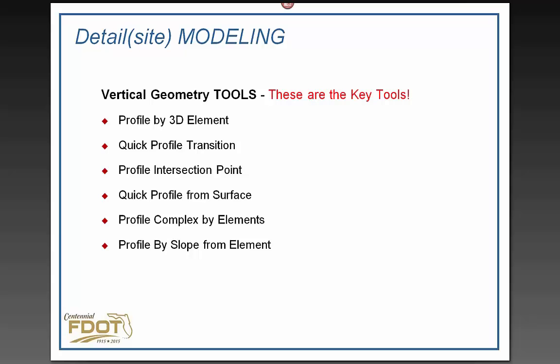And then profile complex by elements is just whenever you've got a bunch of constructed elements in your profile view and you want to complex those together, kind of like make a chain of them, a profile chain if you will, that's the tool for that. Then there's another one, profile by slope from element. So if you had a 3D line and a parallel 2D element and you wanted to project from that 3D element on a slope to another element, you can project a profile that way. And all of these we can use this morning in this next data set. So let me bring this up.